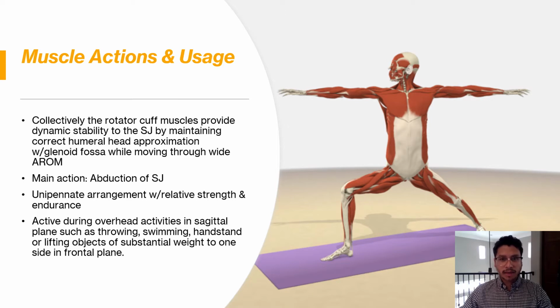Muscle actions and usage. The photograph on the slide is demonstrating a warrior 2 yoga pose. You can clearly see the angle of the shoulder joint is in abduction, the arms parallel to the ground. We are isolating the rotator cuff muscles and the supraspinatus muscle.